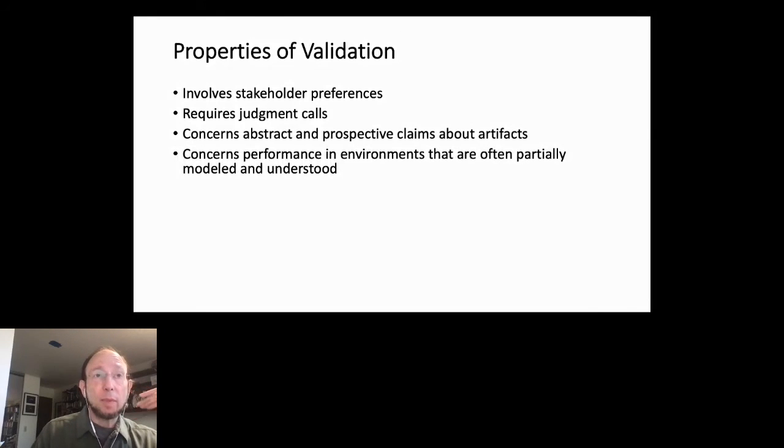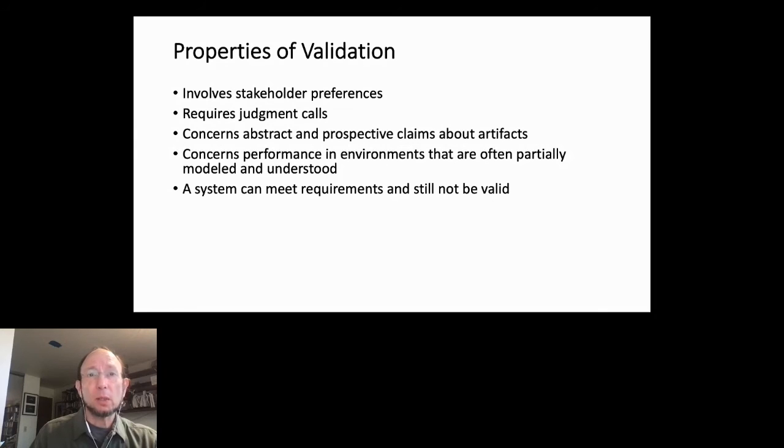I'll make the point that the environments that we're deploying these engineered artifacts in are often partially modeled and understood, which also goes further to the point that we can make claims about what that artifact will do, but those claims have to be a little bit general in order to encompass the unknowns about those environments. Lastly, I want to make the point that a system can meet requirements and still not be valid. Again, this example of the rover that meets all of its requirements but does not, in fact, appear valid from the eye of a particular stakeholder.